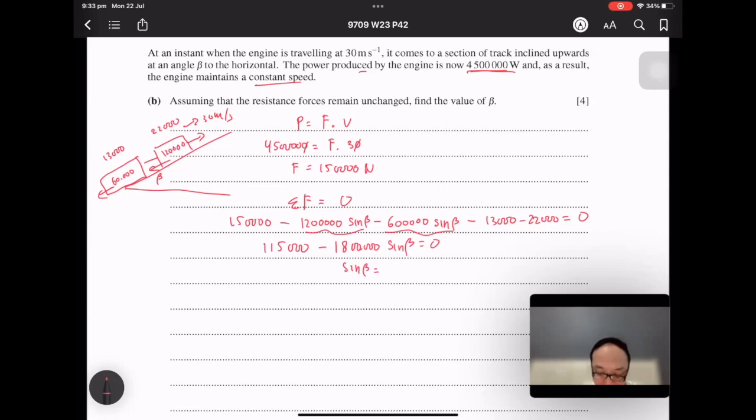So sine beta here will be 115,000 over 1,800,000, which equals 0.06389, and we find the value of beta. So beta is the inverse sine, so it's 3.663, or 3.7 degrees. One decimal place for angle.